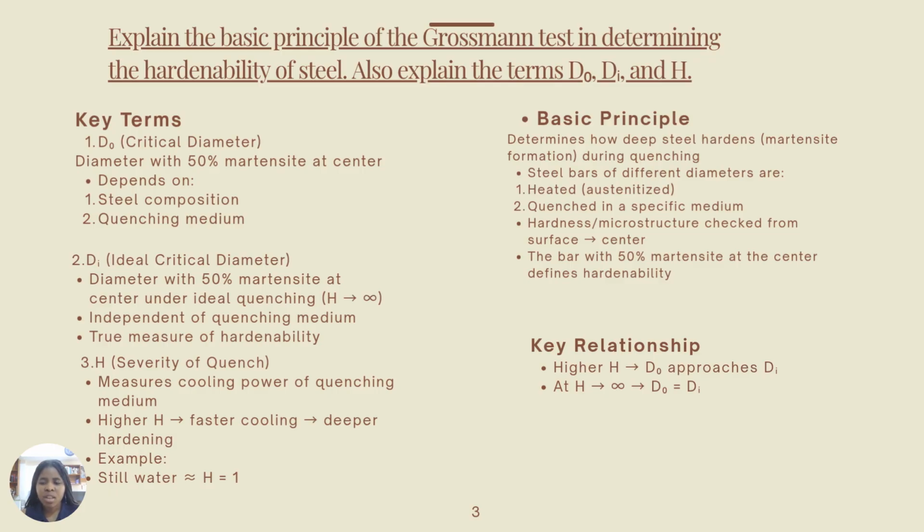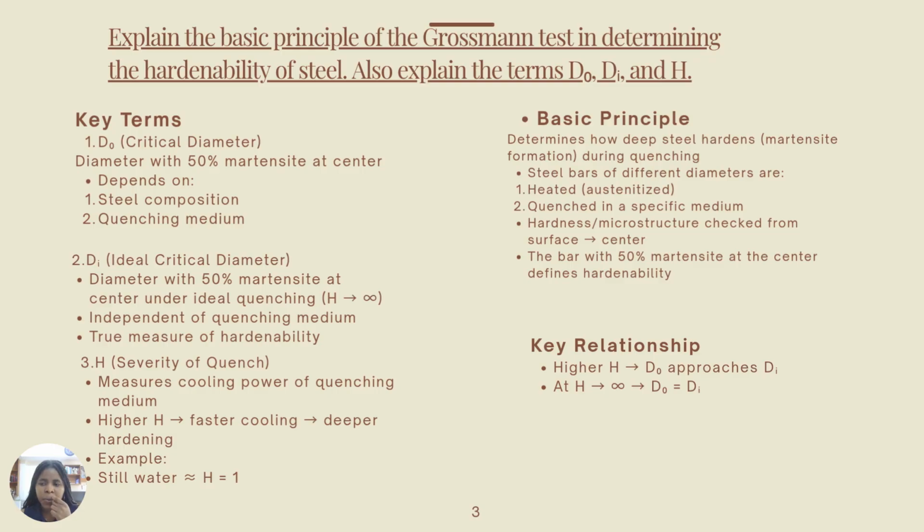We have three key terms in the Grossmann test. The first one is D0, which is the critical diameter. We can say it is the real condition diameter. The definition of the critical diameter is that it is the diameter of a steel bar that produces 50% martensite at the center. It is measured under specific quenching conditions. The key idea of D0 is that it tells us what actually happens in practice, and it depends on steel composition and quenching medium.